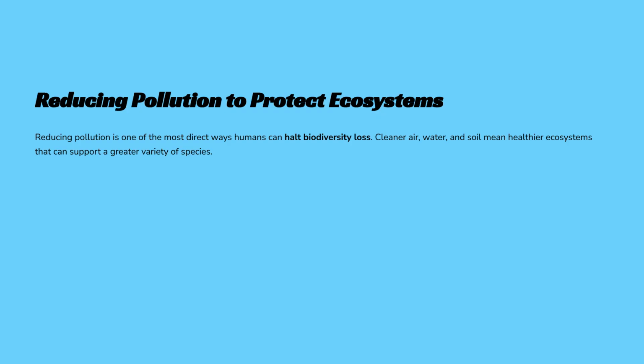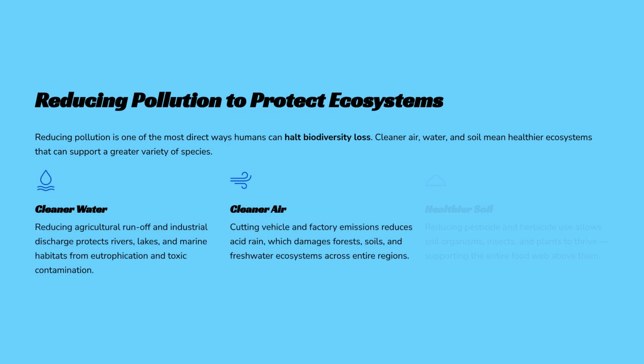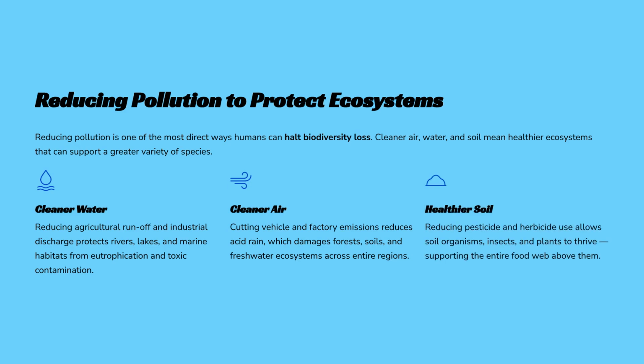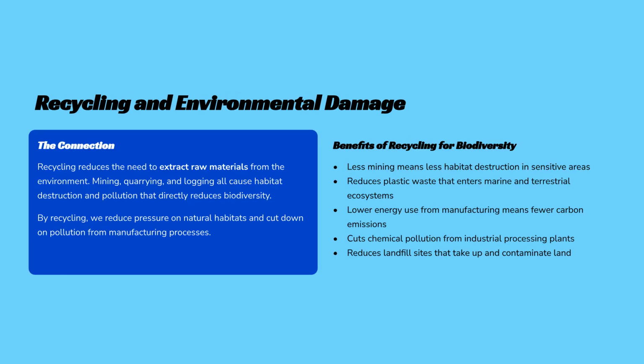Reducing pollution is another vital strategy for protecting ecosystems. By cleaning our water, air, and soil, we stop the loss of biodiversity, allowing organisms across the entire food web to thrive once more. Recycling plays a surprising role in biodiversity conservation. By reducing the need for raw material extraction, like mining and logging, we minimize habitat destruction and lower the chemical and carbon pollution that threatens our ecosystems.